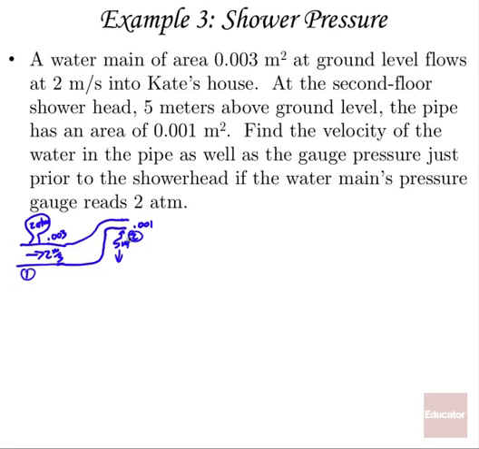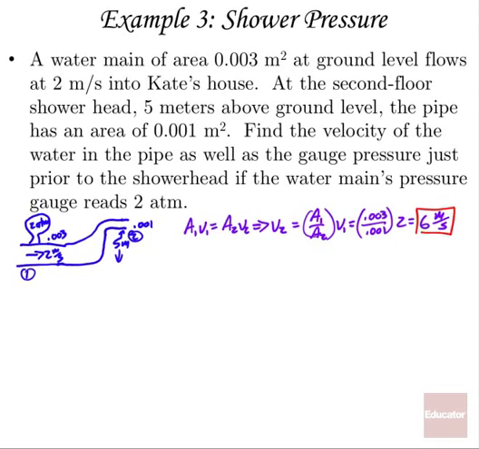To start off, to find the velocity in the pipe, I'm going to use the continuity equation for fluids. A1 v1 equals A2 v2. Therefore, the velocity here at point 2 is going to be equal to A1 over A2 times v1, or 0.003 over 0.001 times v1, which was 2 meters per second, or 3 times 2 will be 6 meters per second. All right, now let's see if we can find out the gauge pressure just prior to that shower head.